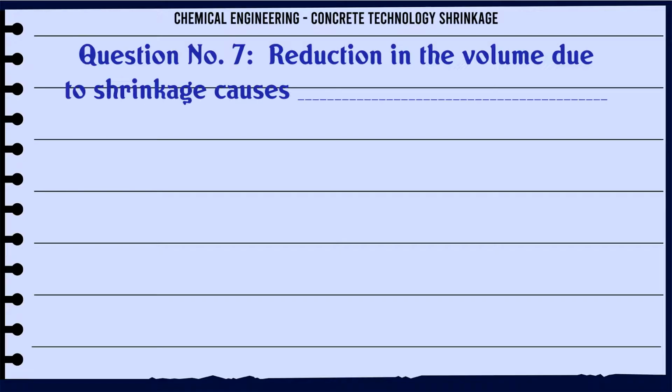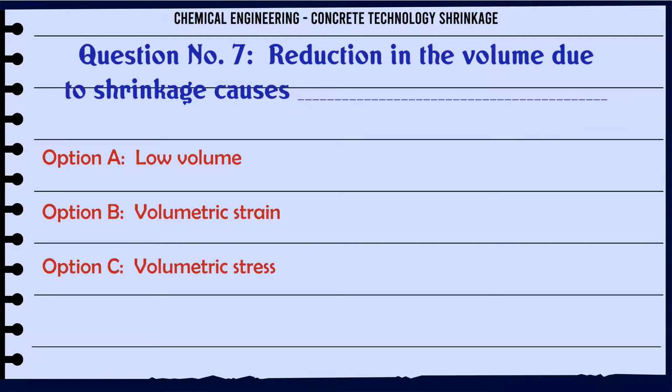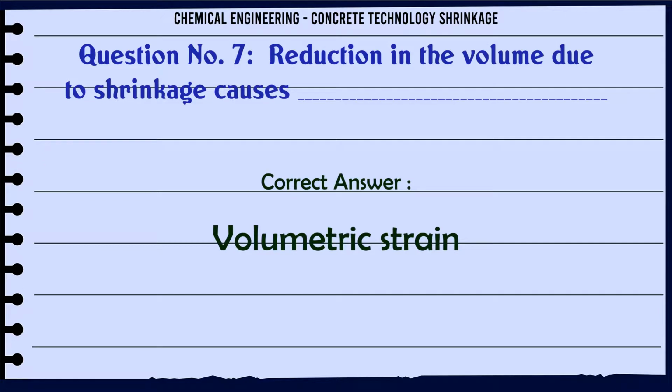Reduction in the volume due to shrinkage causes A. Low volume. B. Volumetric strain. C. Volumetric stress. D. WC ratio. The correct answer is volumetric strain.